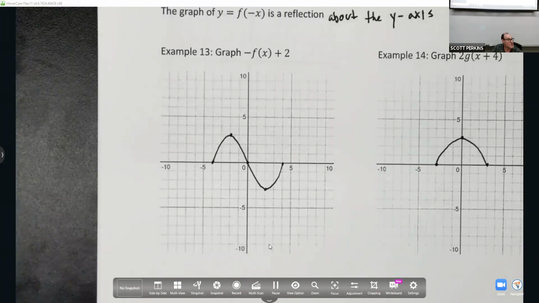So when the number's on the outside, whether it's a negative or a positive, we multiply the y's because f of x means the y value. Yes, good question.